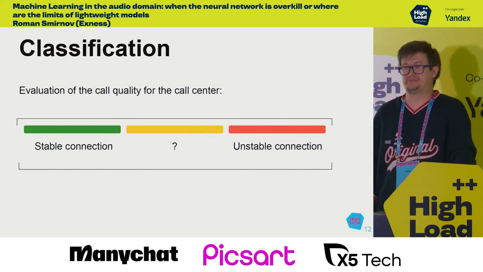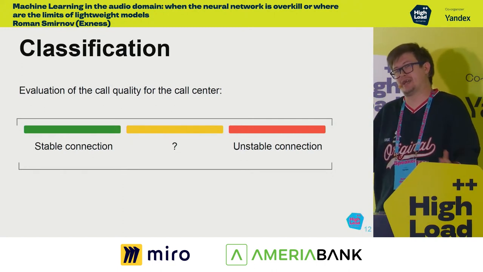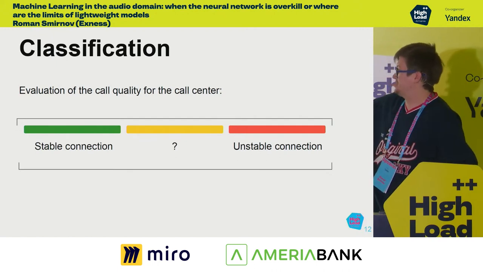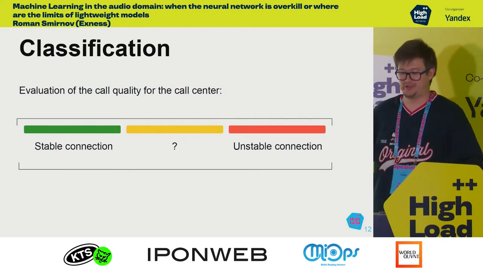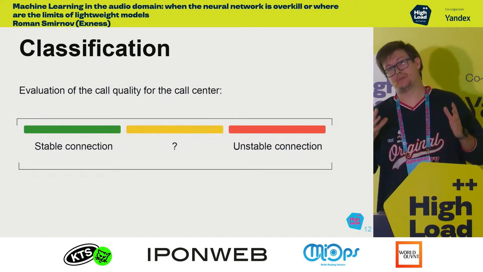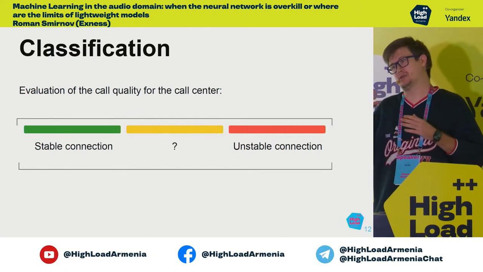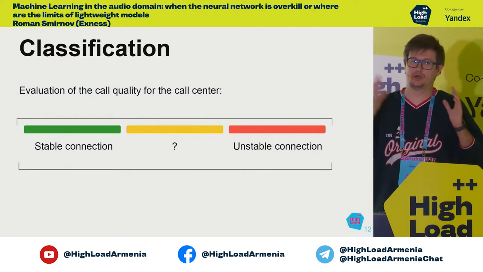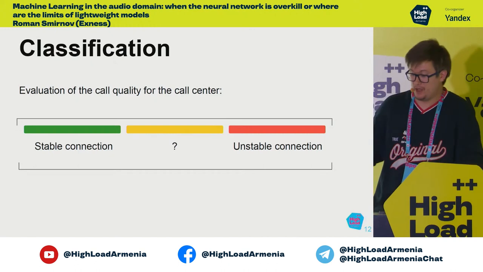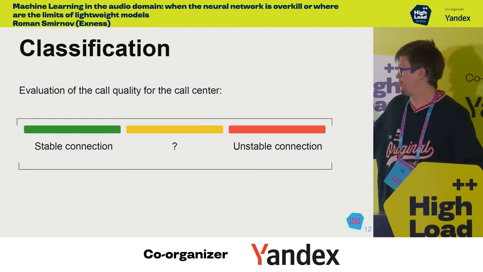But we found that there is some part of audio that we can't say whether it's good or not. It's this yellow or orange thing in the center, because in these audios we basically could understand what the client said, but we heard a lot of artifacts like some noises, some robot voice, and such things. And we need to build a model to classify these three things.